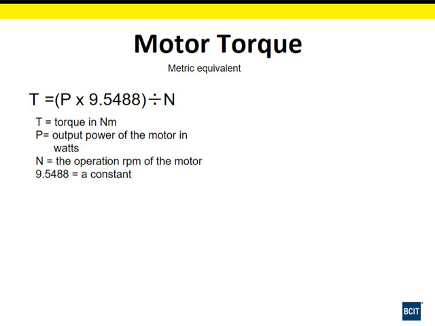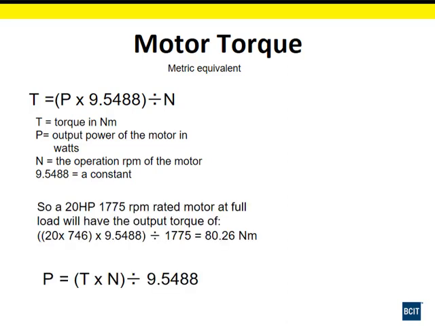Okay, don't really have to remember this for anything you might encounter on Friday. The previous one might be a good idea to pay attention to, where we use the imperial foot-pound units. So the same 20 horsepower motor at 1775 RPM, okay, at full load will have an output torque of, do the math, put the numbers into the equation, it's going to give us 80.26 Newton meters.